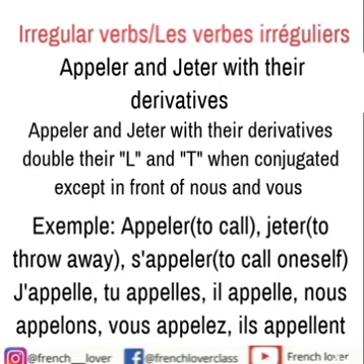For jeter, just rejeter and jeter. Appeler, we have s'appeler, rappeler, épeler. Okay, so these ones are special. The appeler doubles the L when conjugated, except in front of nous and vous. The jeter doubles the T, except in front of nous and vous.